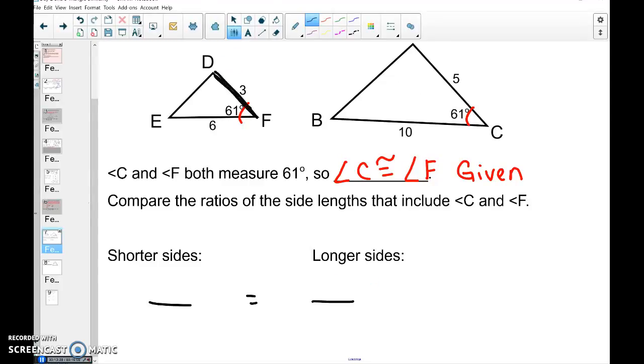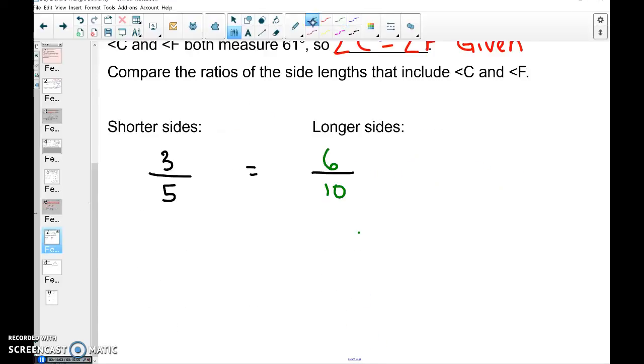Well, the shorter side here is 3. We're not worried about scale factor, so I'm not really comparing new versus old. And it doesn't tell me, so I'm just going to do 3. And that matches up with the smaller side in the second one, which is 5. And then we've got the larger side over here compared to the larger side over here. All right, good. If I divide both of them, let's make sure they actually come out to good fractions. I get 0.6. I get 0.6 here.